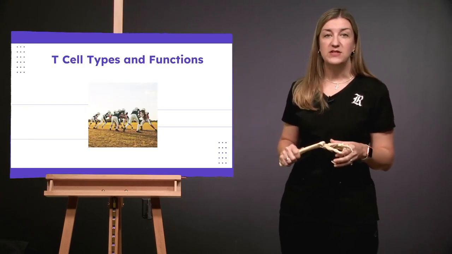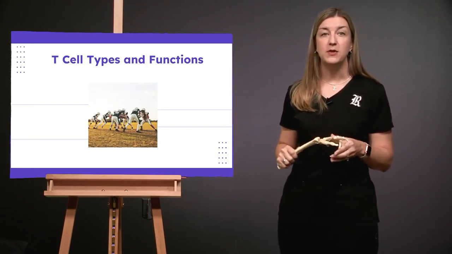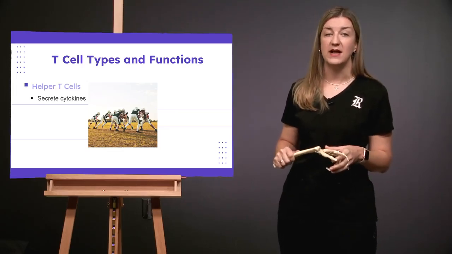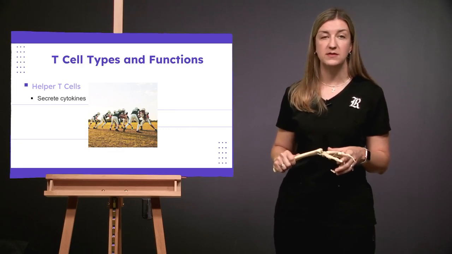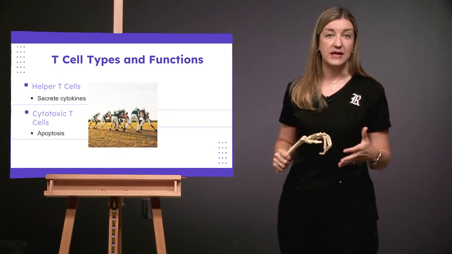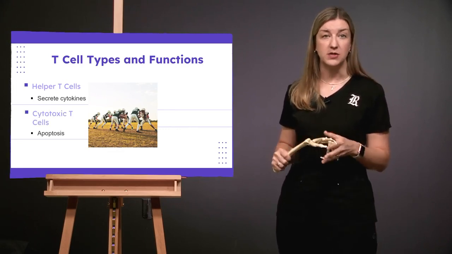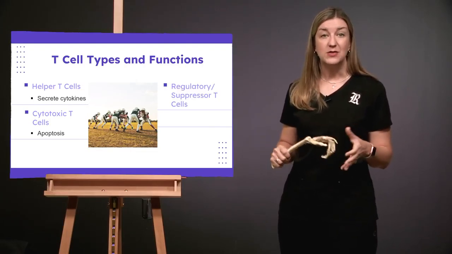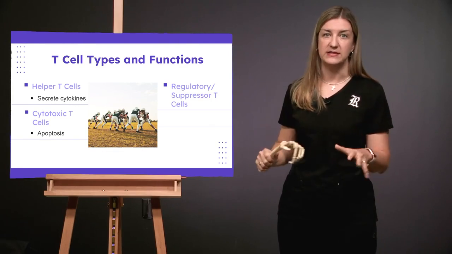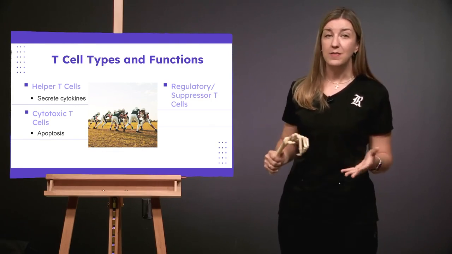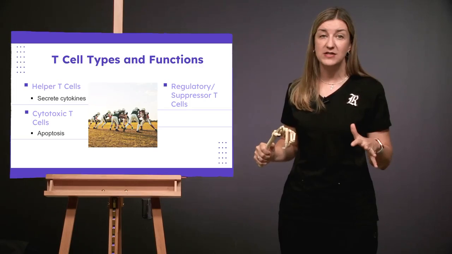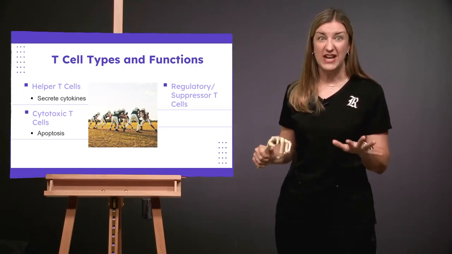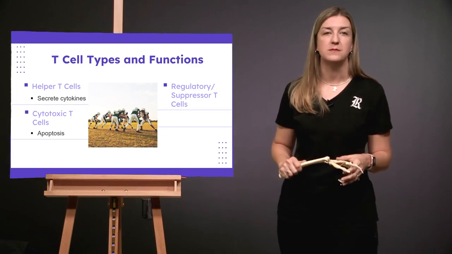Let's take a look at a few different types of T cells making up your disease defensive line. Helper T cells secrete cytokines to enhance other immune system responses. Cytotoxic T cells kill target cells through apoptosis, similar to natural killer cells. Regulatory T cells are also known as suppressor T cells. There is much that is unknown about these cells, but they suppress other T cell immune responses, as their name suggests. They have the ability to shut down or regulate the response.